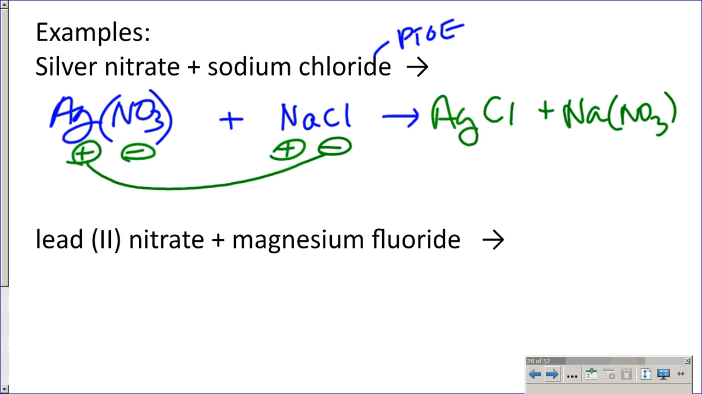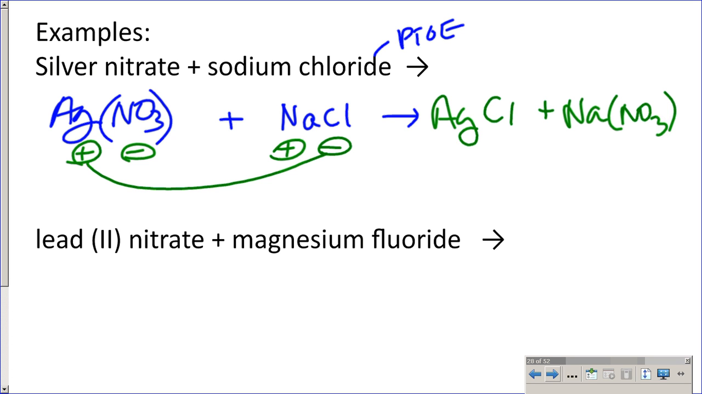NO3. Right. Don't be a homewrecker. Leave nitrate alone. Okay, balanced? Yes. Okay, so step 1, check that the reaction is balanced. Is it balanced? Yes. Step 2, check solubility rules. Is it balanced? Yes, balanced. AgCl is not balanced.